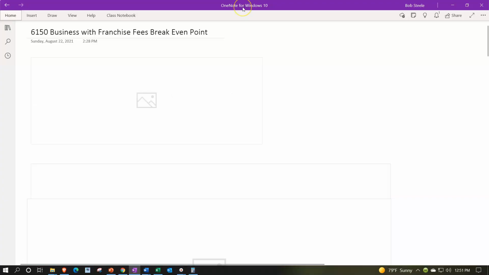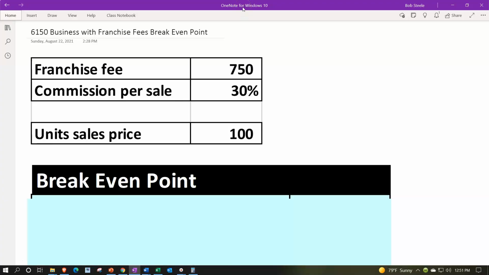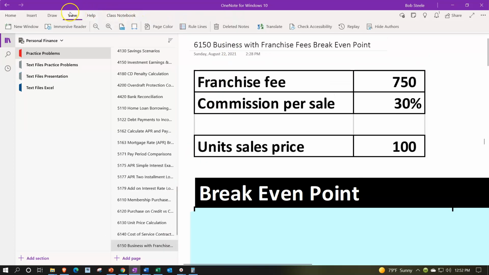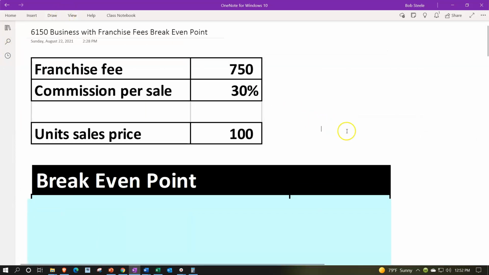Here we are in OneNote. If you have access to OneNote and would like to follow along, you're not required to, but if you would like to, we're in the icon on the left-hand side in the Practice Problems tab, down in the 6150 Business with Franchise Fees Break-Even Point tab. Also note, when using OneNote, take a look at the Immersive Reader tool. Our presentations will also be in the text area with the same name, same number, but with transcripts that can be translated into multiple different languages and either listened to or read in them. Closing the icon, we've got the information up top, calculations down below.